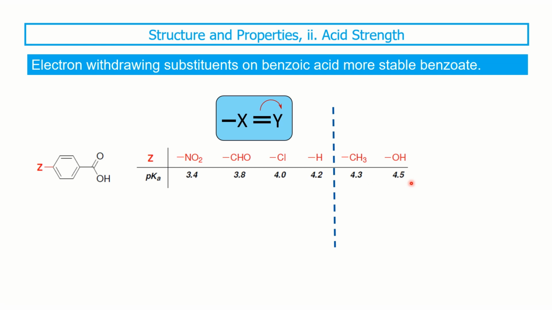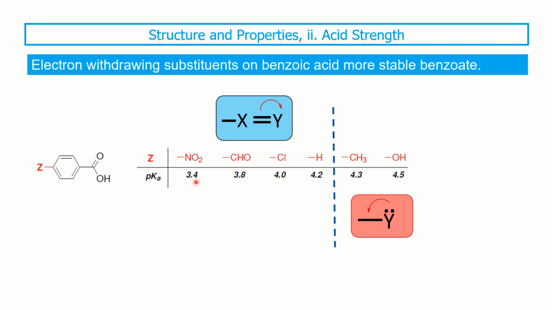On the other hand, you have deactivating groups, electron withdrawing groups, and you can see there is an increase in acidity, i.e. a decrease in the pKa. Note that nitro is a very powerful electron withdrawing group because it is pulling electrons via resonance.